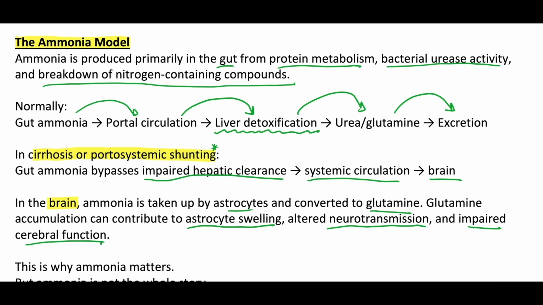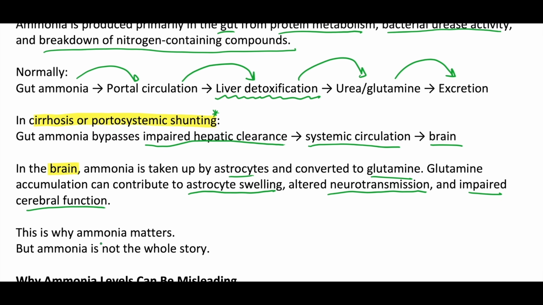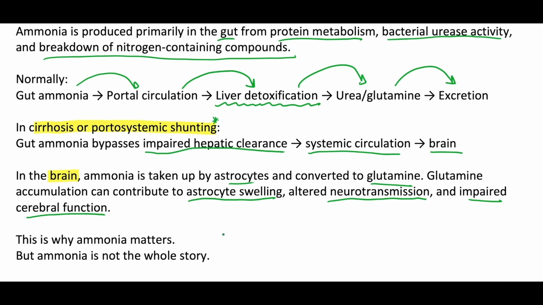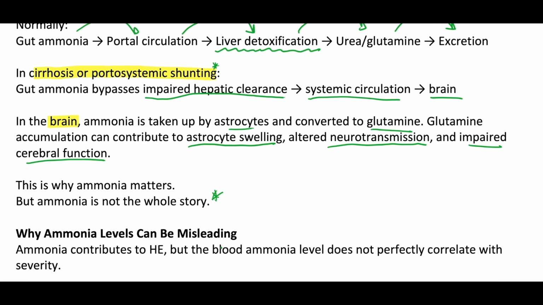That ammonia in the systemic circulation then enters the brain. In the brain, it's taken up by astrocytes. The astrocytes convert it to glutamine, and that glutamine accumulation can cause astrocyte swelling and altered neurotransmission, and this can impair cerebral function. This is why ammonia matters. But ammonia is not the whole story. And that is important to note because ammonia levels can be misleading.